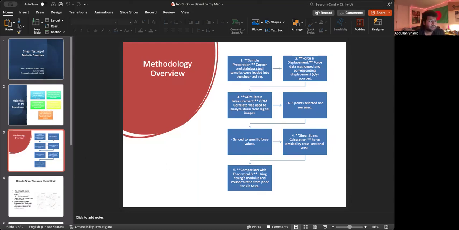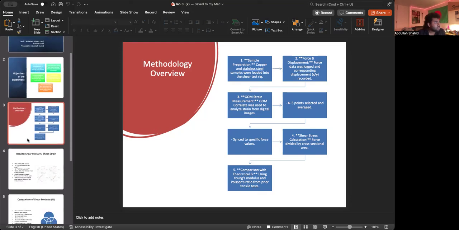I'll go over the methodology real quick. We prepared specimens according to the test requirements and mounted them in the shear testing fixture. For each sample, we collected data in two ways. First, we used the displacement recorded by the testing machine to calculate strain, and then we used GOM Correlate, which tracks strain through digital image correlation. This allowed us to directly compare mechanical and optical measurement techniques.